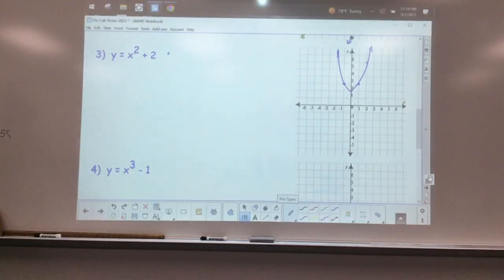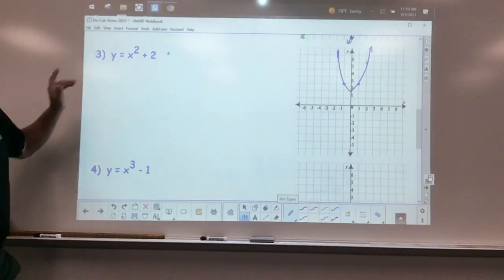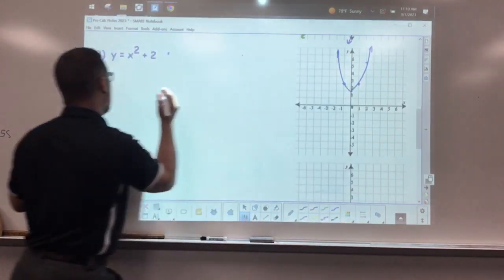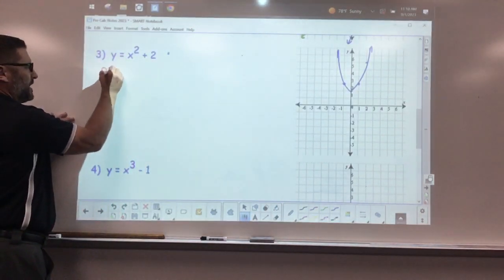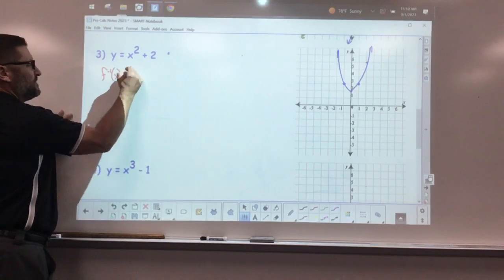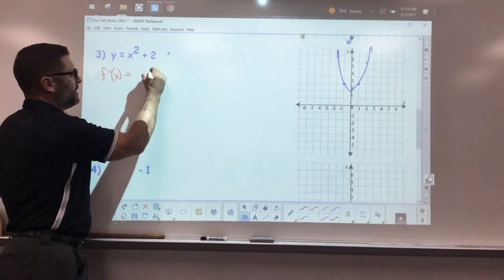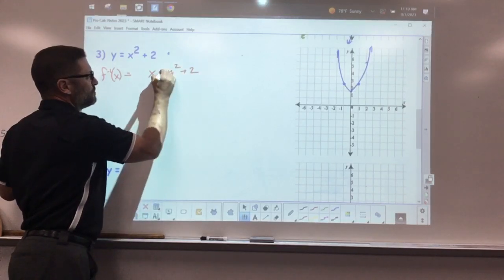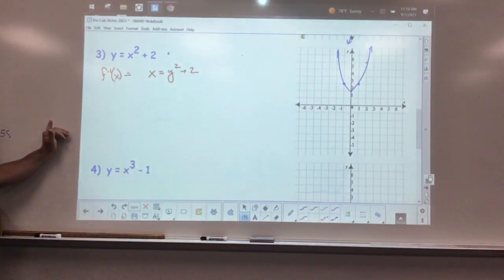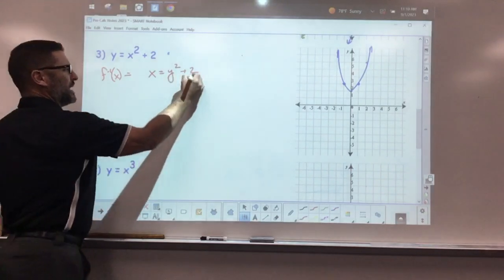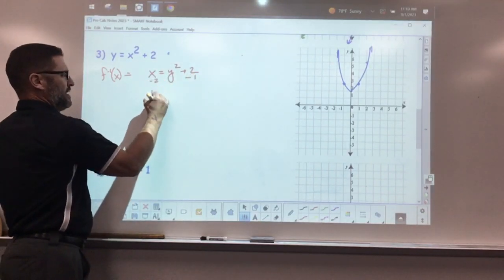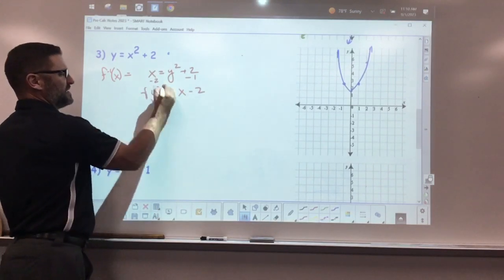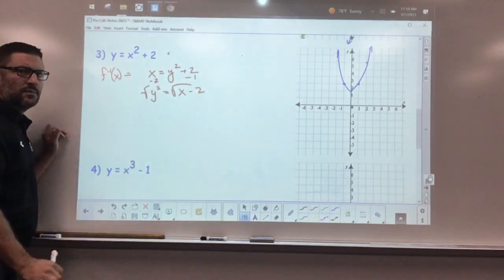Okay? So what I'm going to do with this now is I'm going to find the inverse. Now, I'm actually going to do this one with you because it's quirky. All right, so f to the negative 1 of x tells me to take the x and the y and switch them. X equals y squared plus 2. Okay, and now I'm going to move the 2 over. Minus 2, minus 2. I get y squared equals x minus 2. And then I'm going to square root to get rid of the squared.